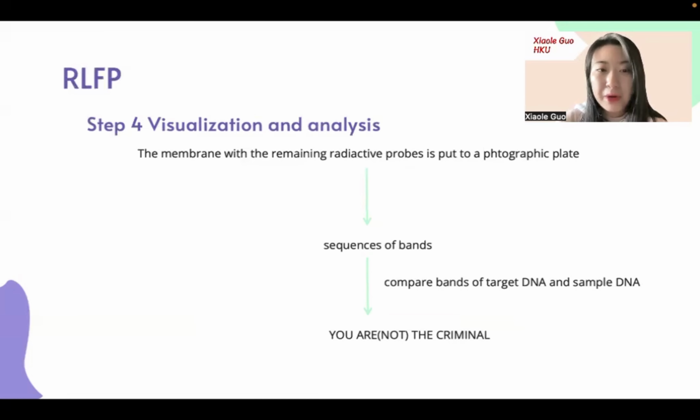And lastly, the membrane with the remaining radioactive probe is put to a photographic plate. The radiation will light the plate, and then we can visualize the sequence of bands which correspond to the fragments of different sizes. And then we can compare the bands of the target DNA and sample DNA, and we can draw the conclusion whether the suspect is indeed the criminal or not.